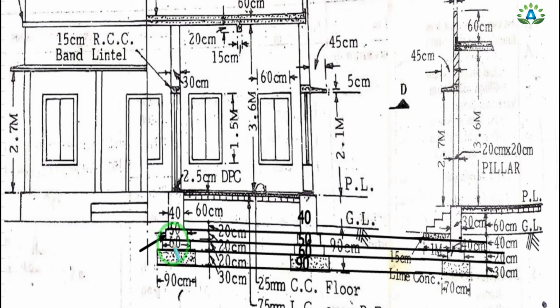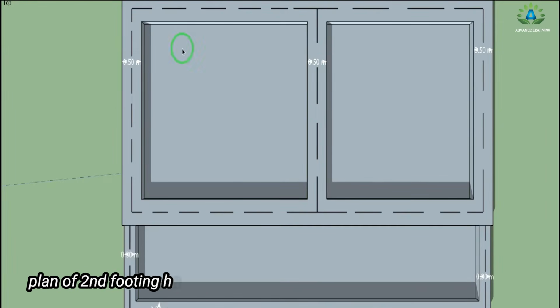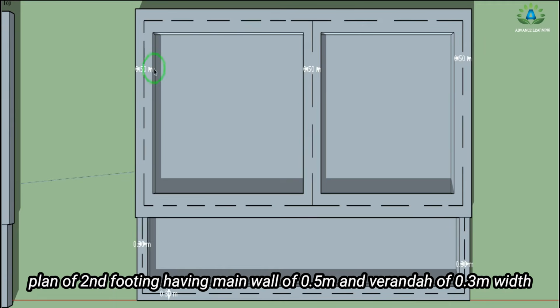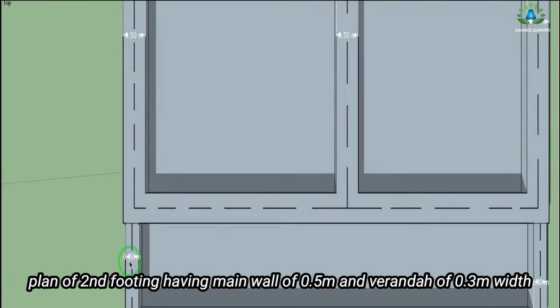And here we can see that this is our second footing having the width of 50 centimeter, and in the same level we can see that this veranda has 30 centimeter width. So we can say that the main wall has 50 centimeter whereas veranda has 30 centimeter. So this is the top view of this level, that is this main wall is of 50 centimeter, that is 0.5 meter, whereas this veranda portion is of 0.3 meter.